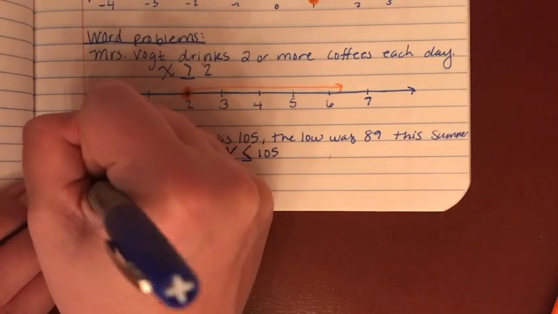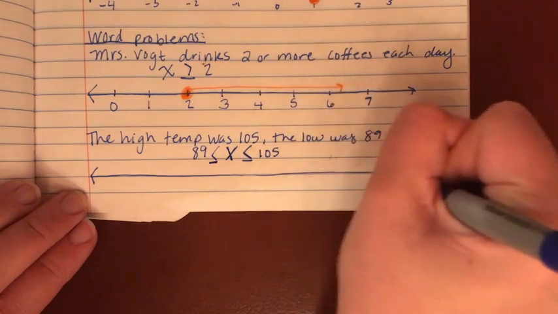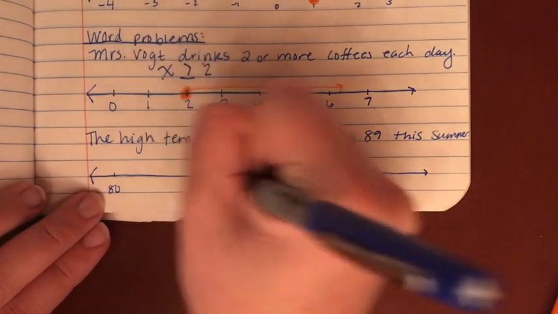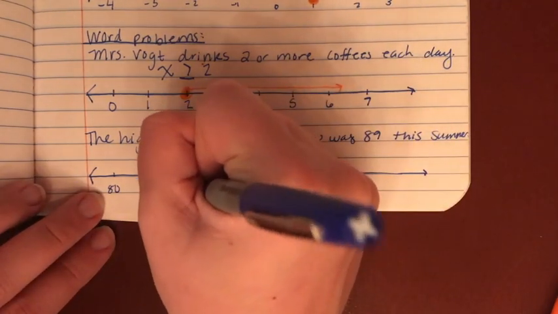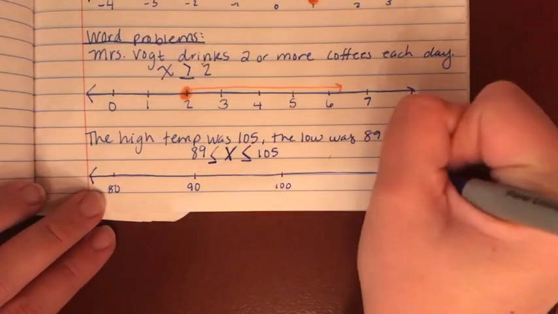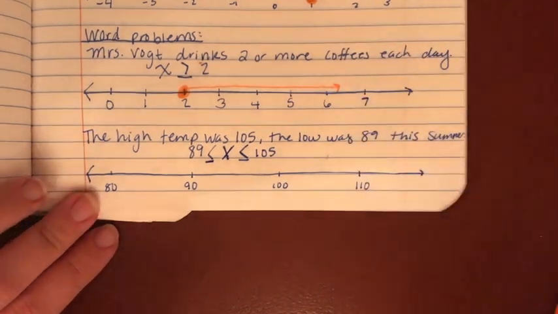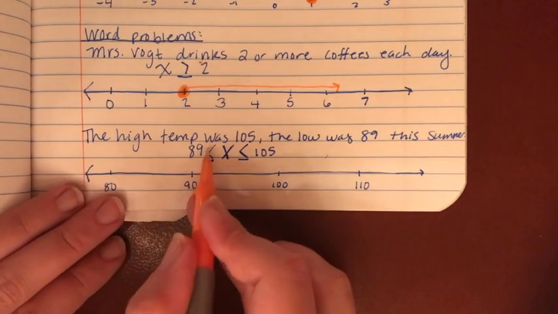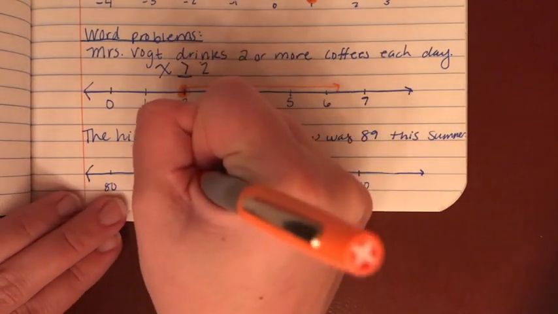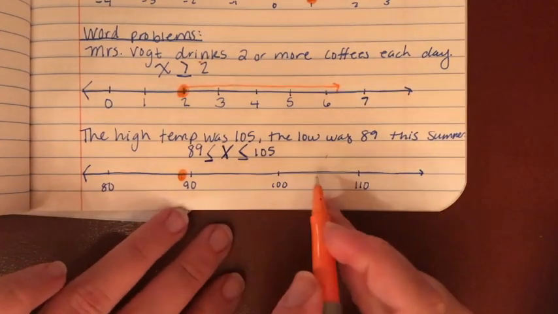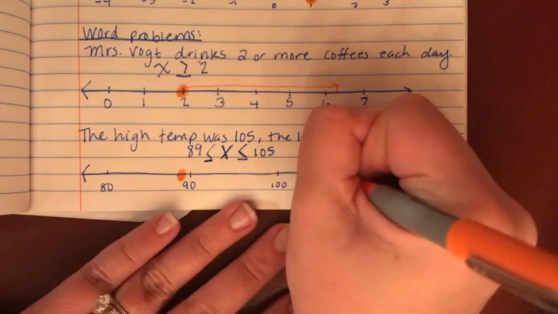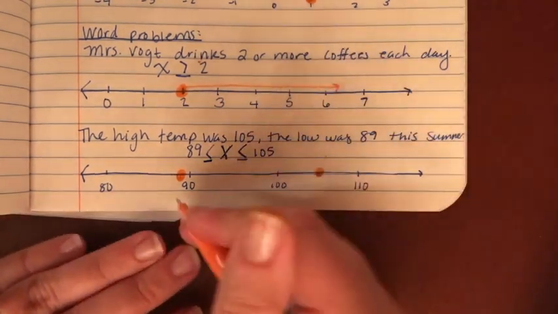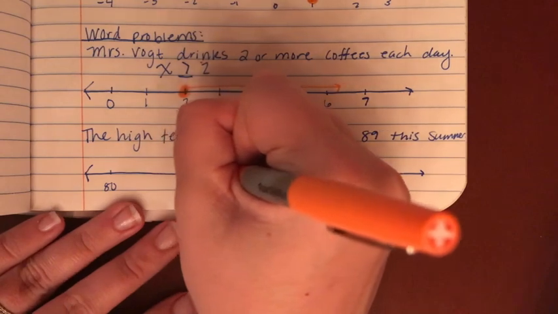So now let's graph this. And we'll go 80. Let's do 90, 100, 110. And we'll just kind of approximately put these. So since it can be 89, let's put a closed circle above where 89 would probably be. And it can be 105, so we'll do the same thing here. And then since X was between them at all times, or them as well, we'll draw a line connecting them.